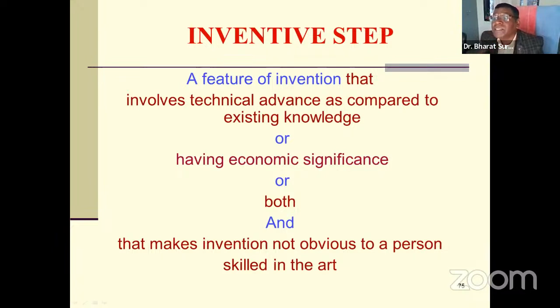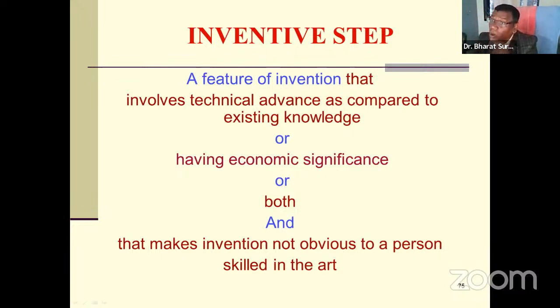It should have some experimentation. Now, who is the person skilled in the art? For example, I am filing a patent for biodiesel. Then a person who knows chemistry or biotechnology is a person skilled in the art. I am filing a patent for an electronic device. Any person who has electronics knowledge is a person skilled in the art. I am filing a patent for a device. Any mechanical person is skilled in that. So the person who has knowledge of a particular field is called a person skilled in the art.